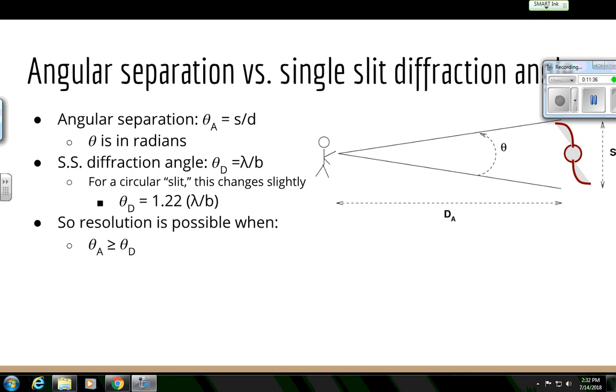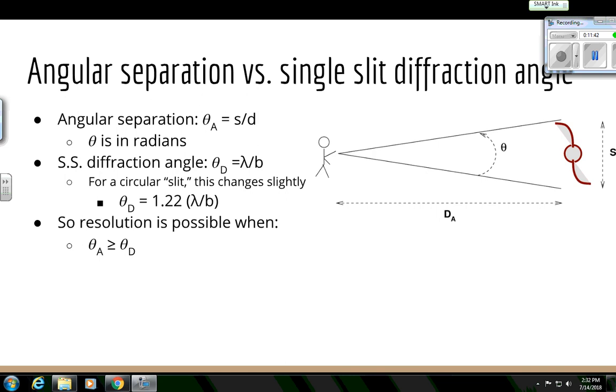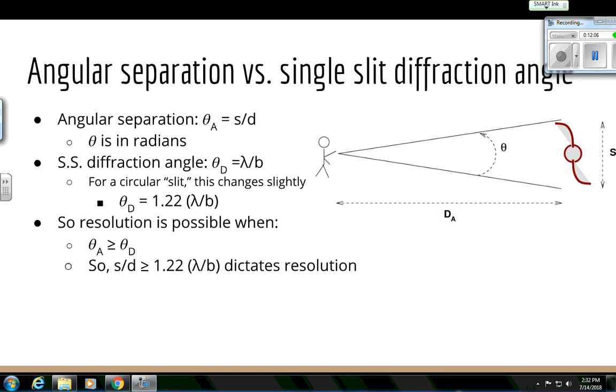So ultimately, what we'll deal with mathematically is that the resolution of two objects will occur when the angular separation is equal to or greater than this diffraction angle, because that's when the diffraction patterns will meet the Rayleigh criterion of the central peak being aligned. If it's equal to, the central peak of the diffraction pattern will be aligned with the first minimum of the other pattern. If it's greater than that, then you can definitely resolve the two objects. So simply, equating these two things, s over d has to be equal to or greater than 1.22 lambda over b will dictate whether or not resolution occurs. All right, so that particular relationship is not in your data booklet, but there you go.